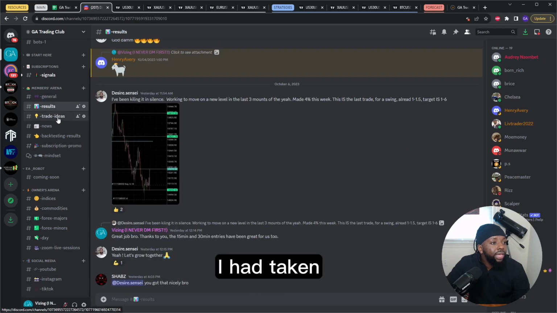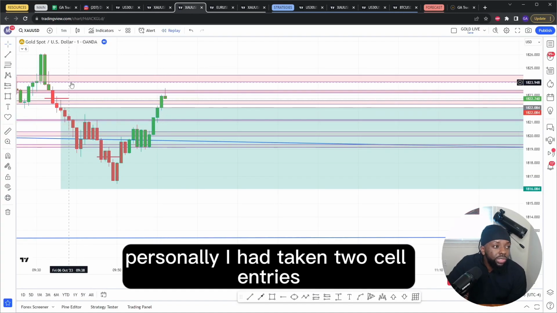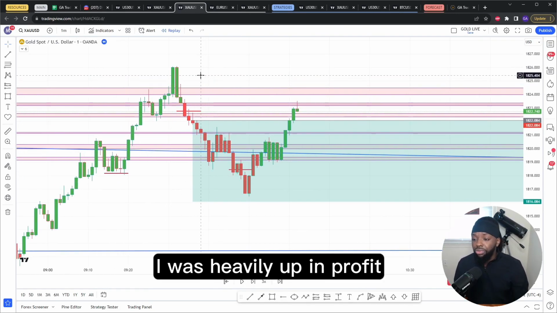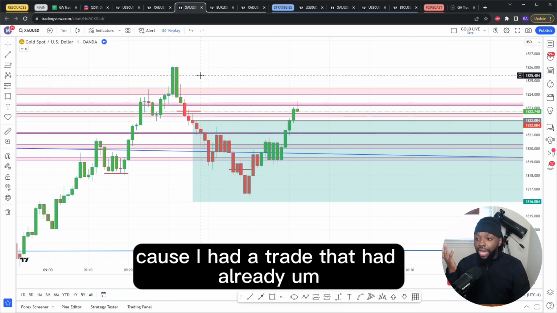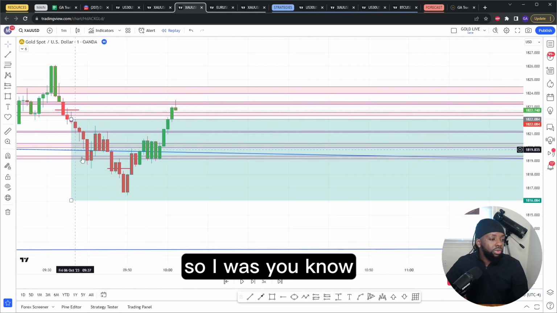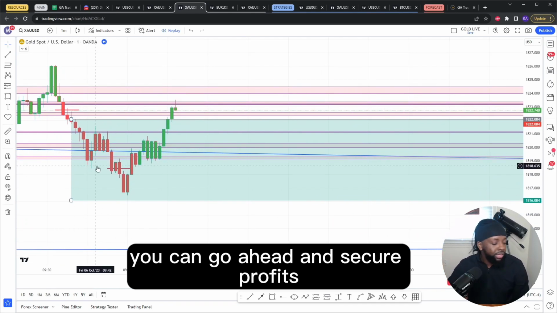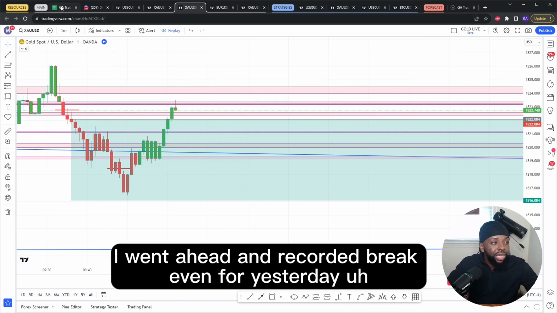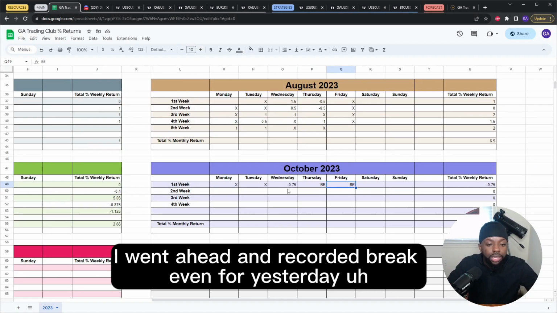Personally, I'd taken 2 sell entries, so I'd actually entered the sell that was all the way up here. So personally, I was heavily up in profit because I had a trade that had already hit TP around this zone, around 1818. So I was telling the people on the live session, you can go ahead and secure profits given that it's Friday. But either way, I went ahead and recorded break even for yesterday.